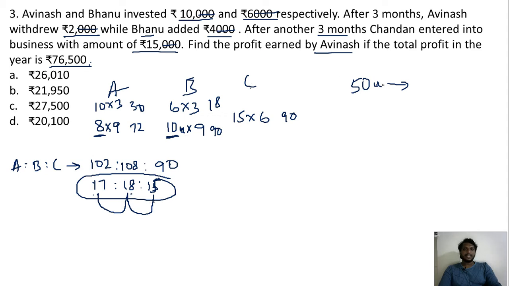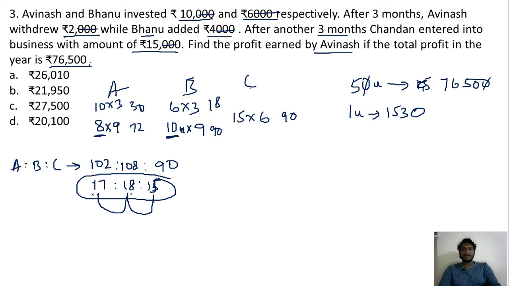Now 50 units is equal to 76,500. Now you can see 0 and 0 gets cancelled and 1 unit is equal to, see, 5 into 15 is 75 and 15 is remaining, 5 into 3 is 15. So 1530. 1 unit is equal to 1530.